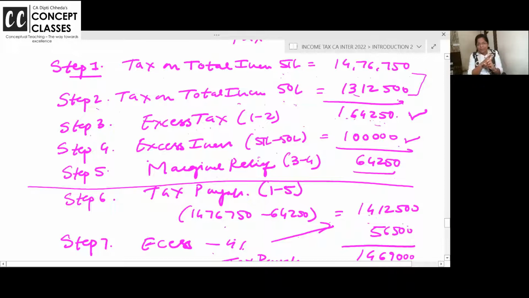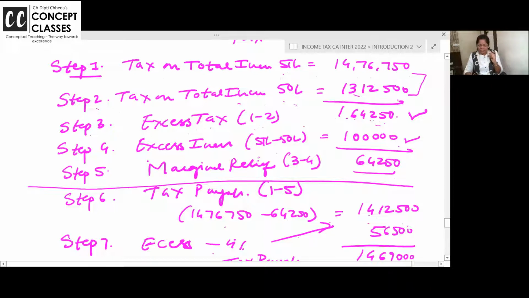What is the first step? Calculate the tax on actual income including surcharge. Second step, calculate the tax on just that limit, 50 lakhs. What is excess tax? 1 minus 2. What is excess income? 1 lakh.